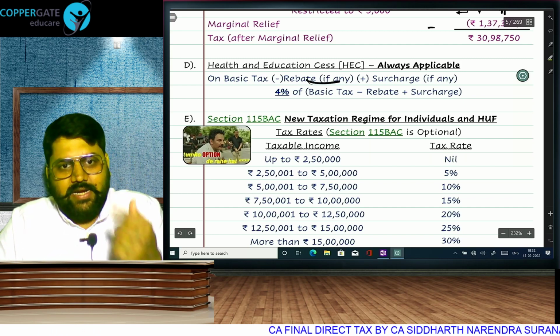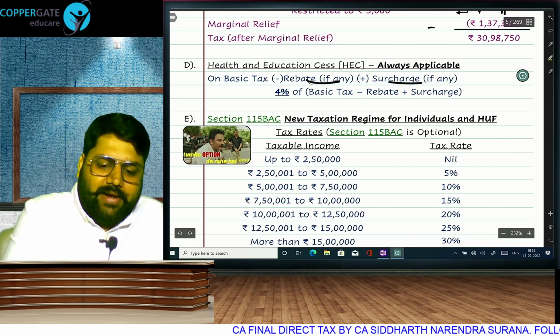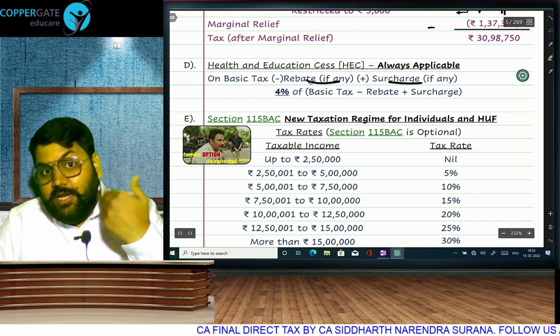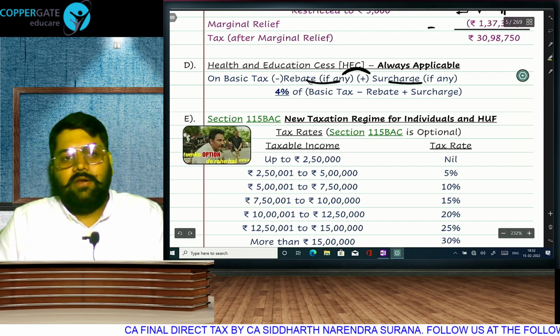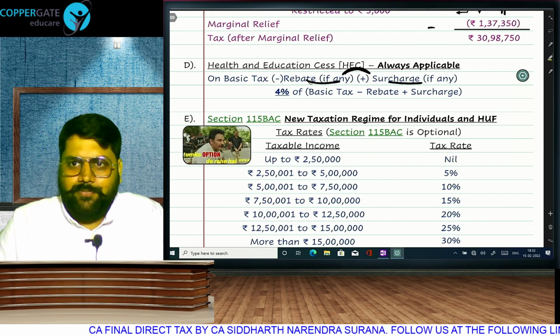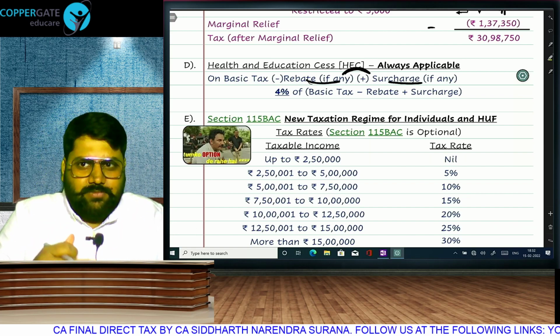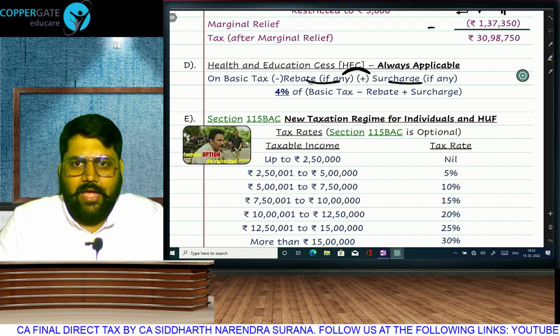3 conditions: resident individual, income up to 5 lakh, add surcharge if any, only if income is more than 50 lakh. And we all know rebate and surcharge can never come together, because rebate comes for income up to 5 lakh and surcharge comes for income more than 50 lakh. So they cannot come together.